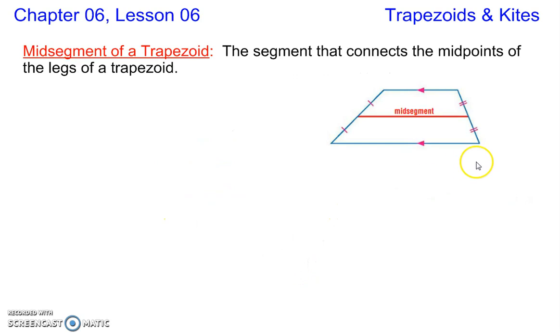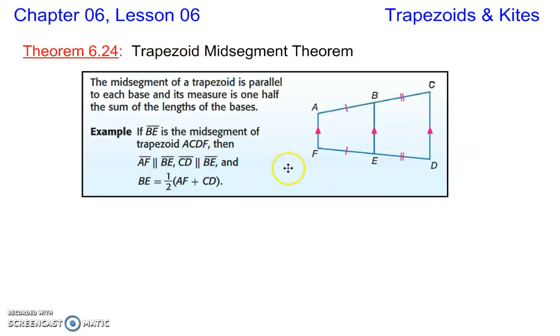All right, the mid-segment of a trapezoid. That is the segment that connects the midpoints of the legs. The mid-segment is parallel to the bases, and its measure is the average of the two bases. So if you add the two bases together and divide by 2, that is the measure of the mid-segment.